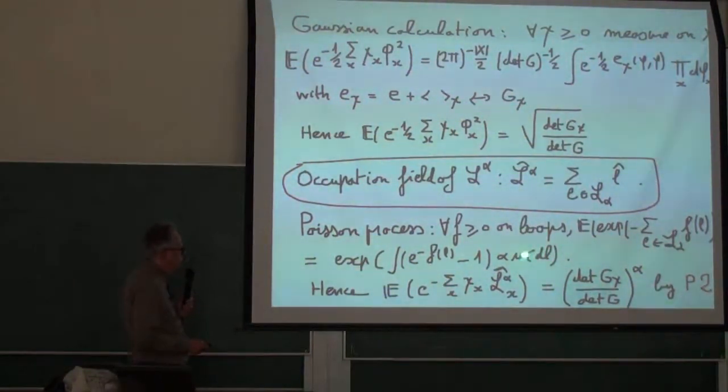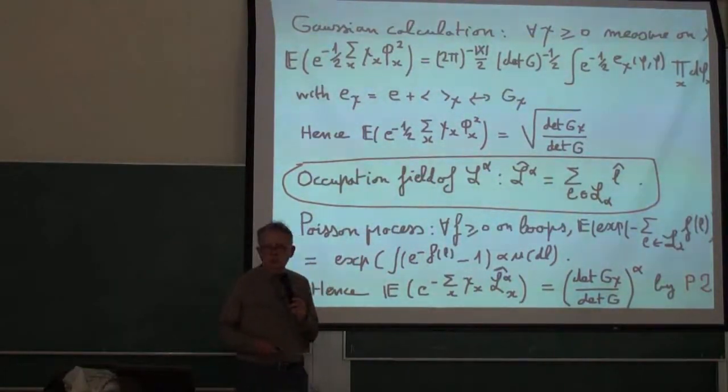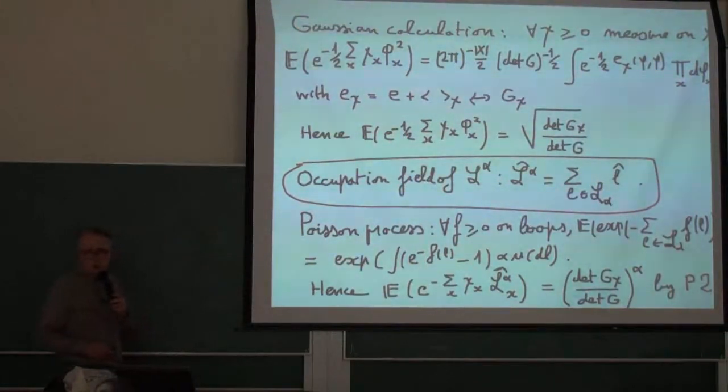So I recall for you a little formula for Poisson processes. When you have a positive function on the loops, actually on any Poisson process, you can evaluate the expected value of the exponential of the sum of the function on each point of the process. So here I take the sum on all loops in L alpha. The expectation of this exponential is given by the exponential of the integral of e to the minus f of L, minus 1, integrated by the intensity measure of the Poisson process.